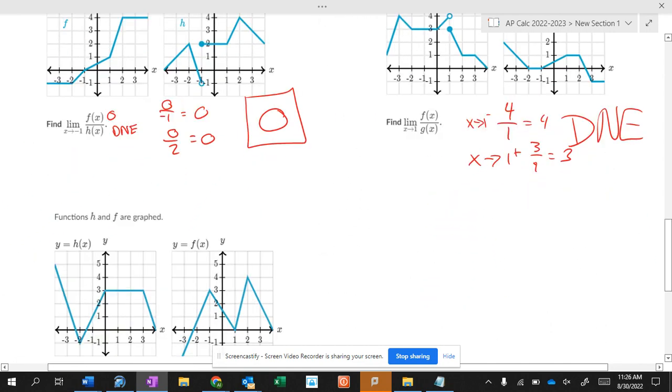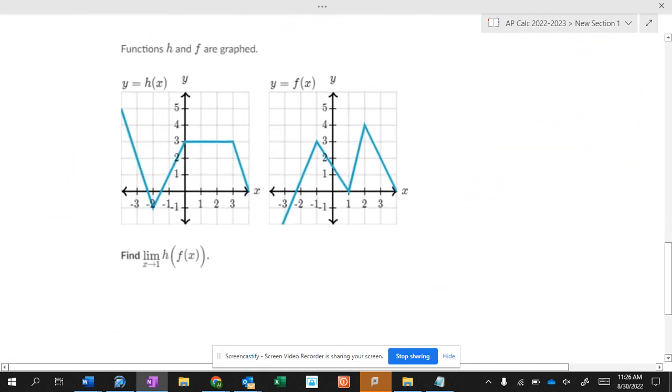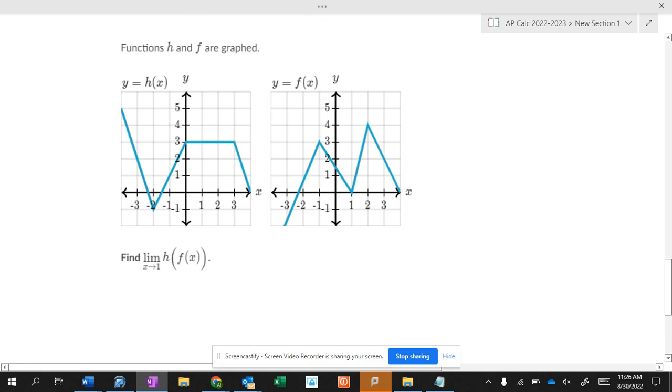Okay. All right. Let's look at a composite function. Do we go right to left or left to right? Come on. Algebra 2 stuff. Composite functions: right to left. Inside to outside, basically, is composite functions.